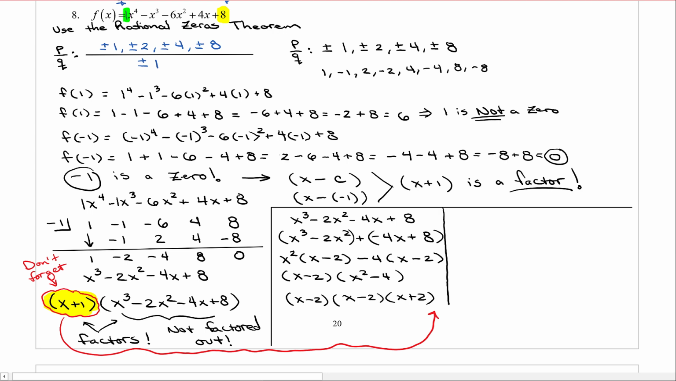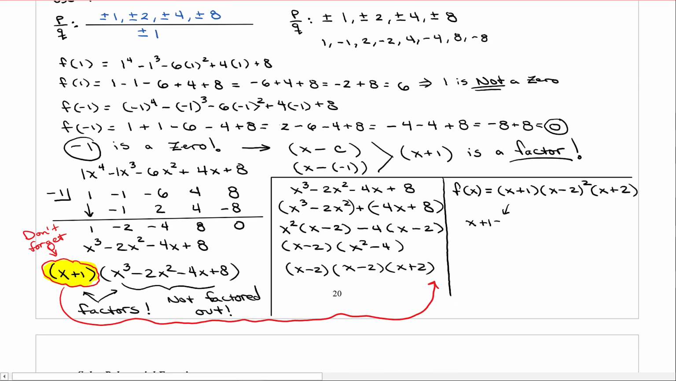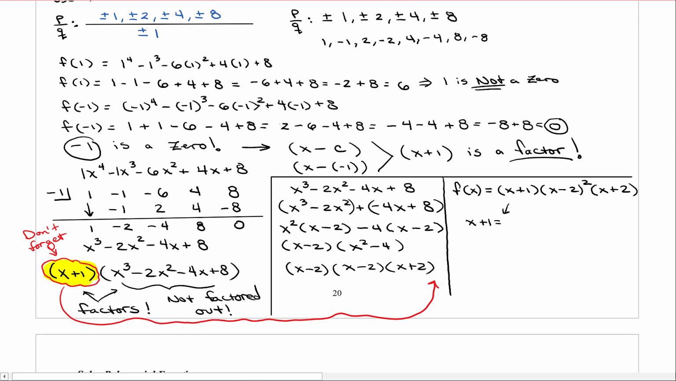So let's go ahead and write this over here. F of x is going to be equal to x plus 1 times, we got 2 factors of x minus 2, so I'm going to write x minus 2 quantity squared times x plus 2. So if I set each one of these, oh, I'm sorry, my laptop's a little bit, it's a Surface Pro. What can I say? It doesn't work with me.